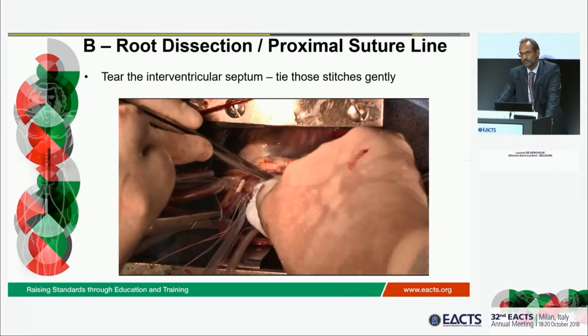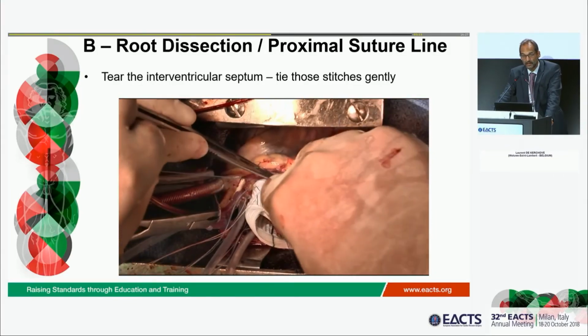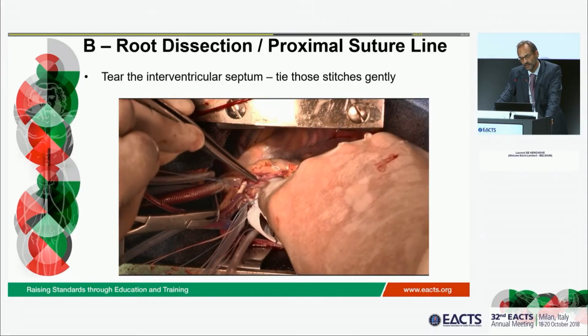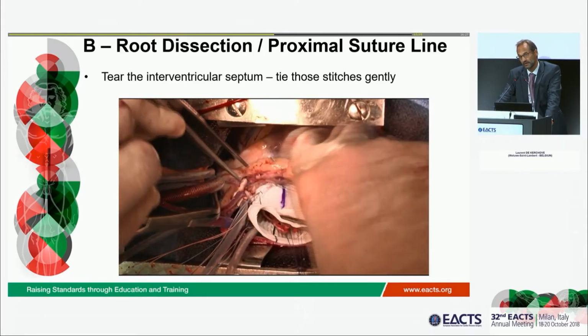Now, when you tie the proximal suture line, whether for a reimplantation procedure or an external ring, the septum is fragile. So even if you put in a felt, tie gently so you don't see your felt going through the septum.